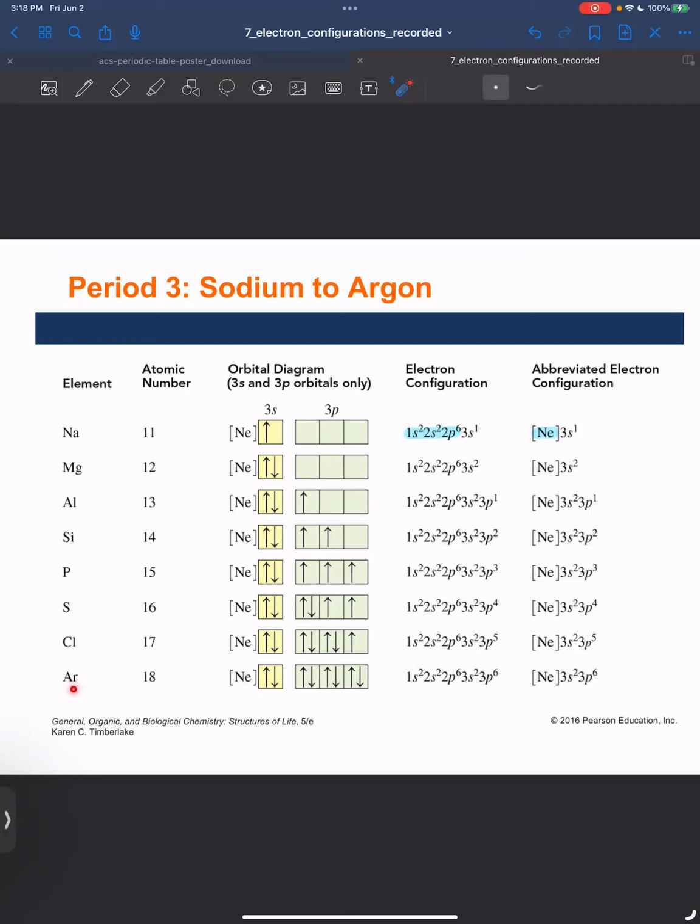And then last but not least, argon has 18 total electrons. 1s2, 2s2, 2p6, 3s2, 3p6. But once again, using the abbreviated version is also very helpful. It saves you a bit of time.